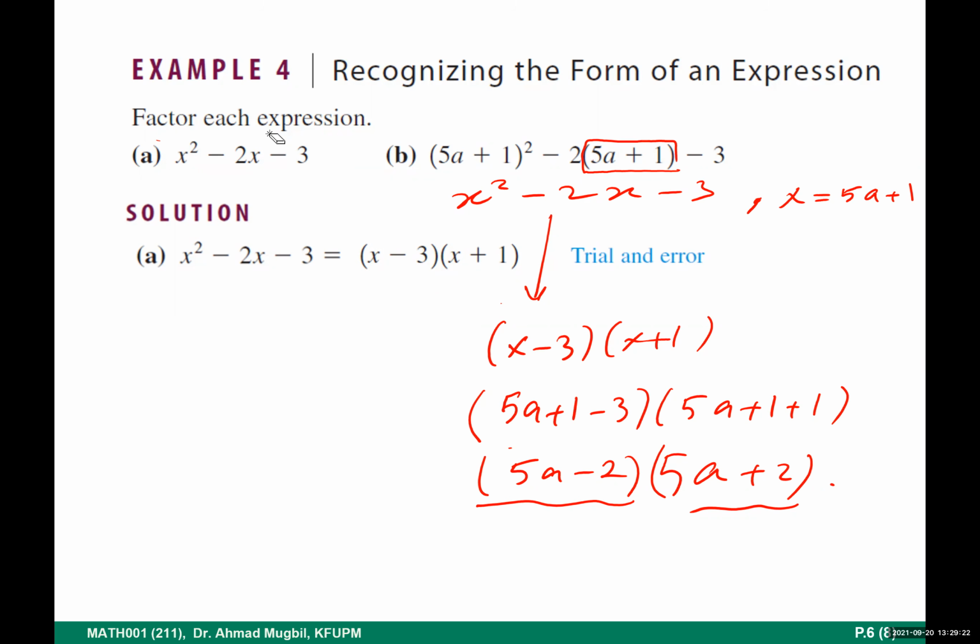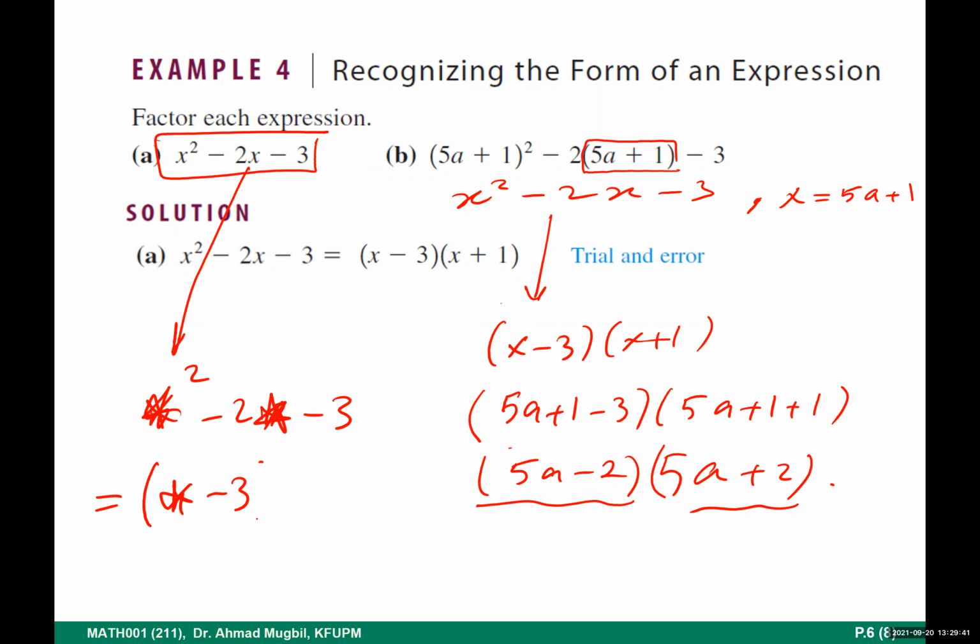What else? So what do we learn from this example? When you understand this and you see it, it is easy. It is easy for any expression if you put it instead of x. So it is about whatever squared minus 2 whatever, minus 3. It is the same. It will be that whatever minus 3 multiplied by that whatever plus 1.